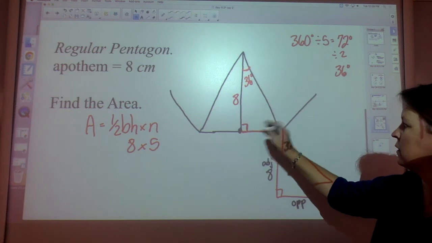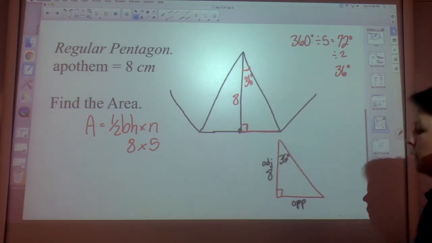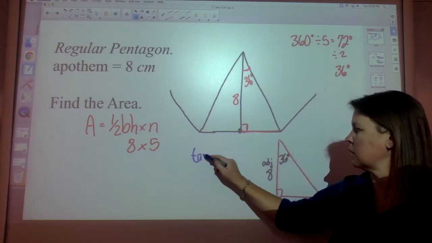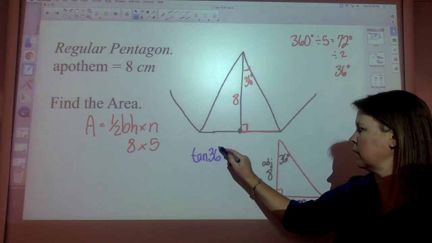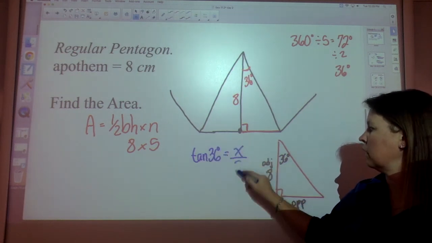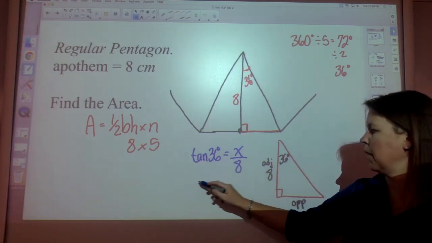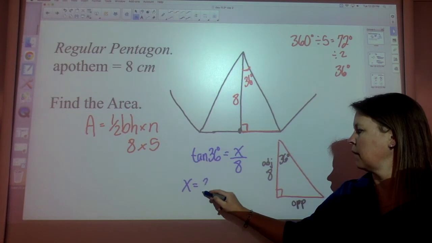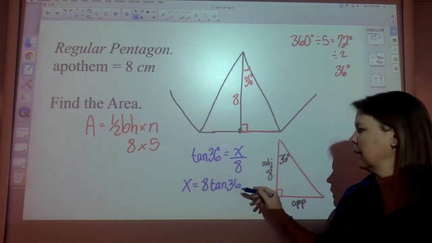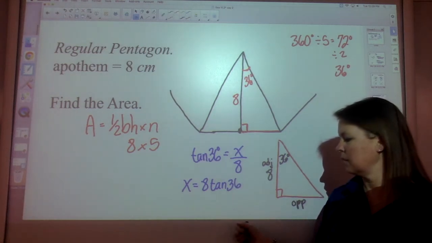If you're fine up here, same thing. We're looking for the opposite. We have the adjacent. We're going to be using tangent. The tangent of 36 degrees equals opposite over adjacent. This one is a cross multiply and solve. X equals 8 times the tangent of 36. You don't get to calculate that out because we want the exact answer.